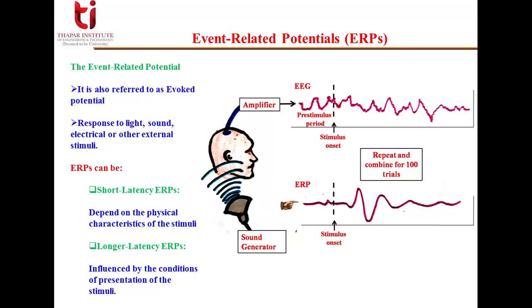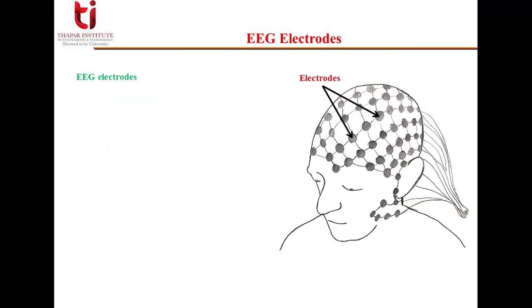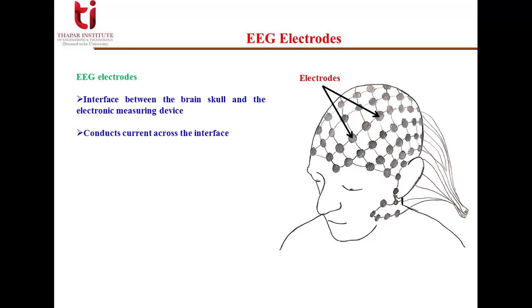Now, let's learn about the EEG electrodes. Electrodes are the interface between the brain skull and the electronic device. It conducts current across the interface. The most commonly used electrodes for recording EEG signals are the wet silver or silver chloride electrode, that is mainly a gel type we are using in between. It can be a dry contact, insulated electrode and non-contact electrode.